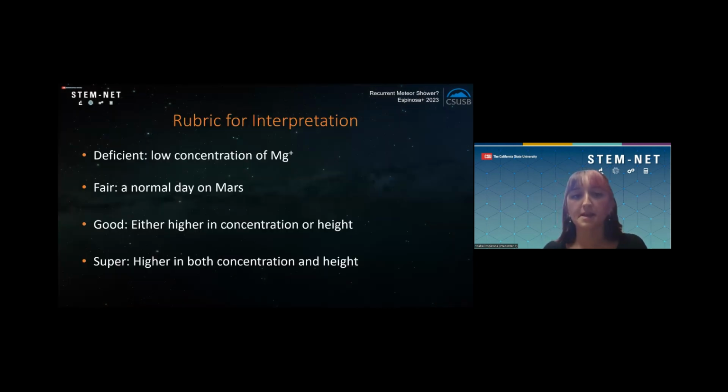So now, looking through the data that we've compiled into images that make it easier to look through, we created a rubric for how we can determine if this is an example of something where a meteor shower is happening or whether it's not happening. So we're going to call a day where there's almost no magnesium deficient. A normal day on Mars could be called fair. Good is when you're going to be either higher in concentration or altitude, either one or the other. And super, which is possibly a meteor shower, is going to be when you're higher in both concentration and height.